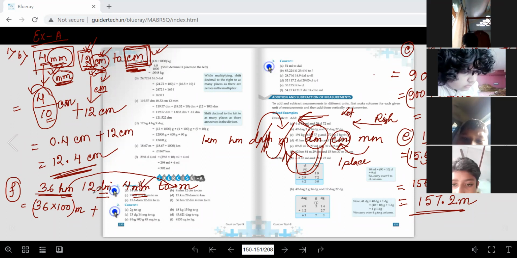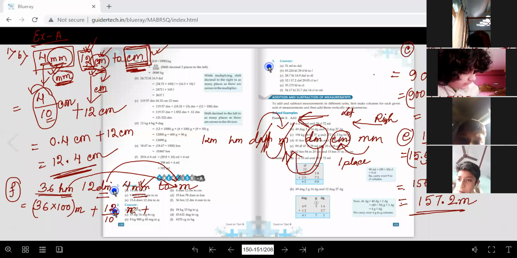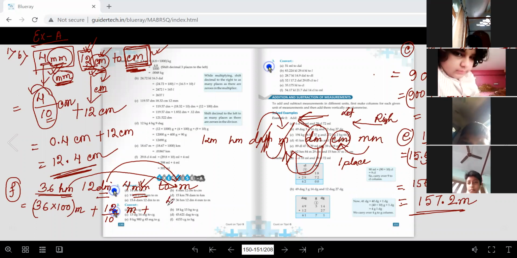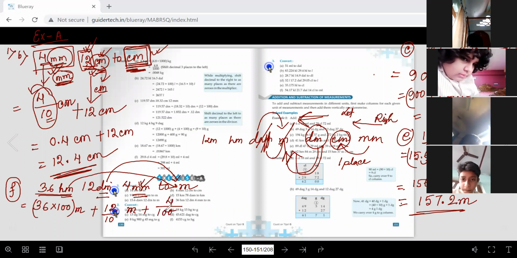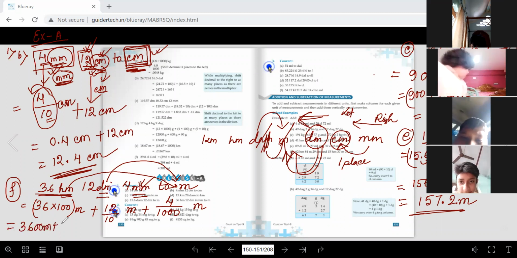Samia, this one, 12 decimeter to meter. Decimeter, DM is given, not decameter, decimeter. So divide by 10. Divided by 10, good. Next one, Trisha. Divided by 1,000. 4 divided by 1,000, good. Now it will be 3,600 meter plus 1.2 meter plus 0.004 meter.